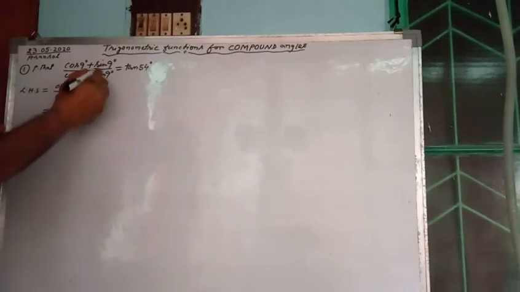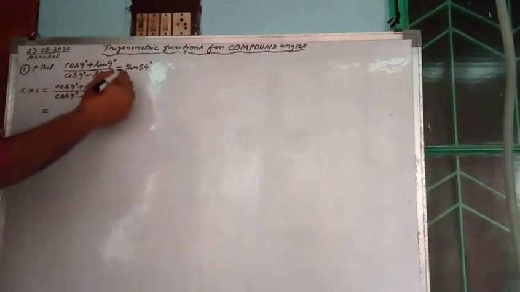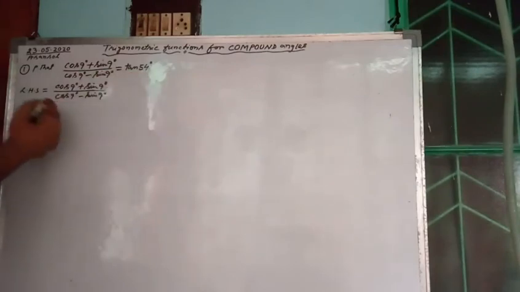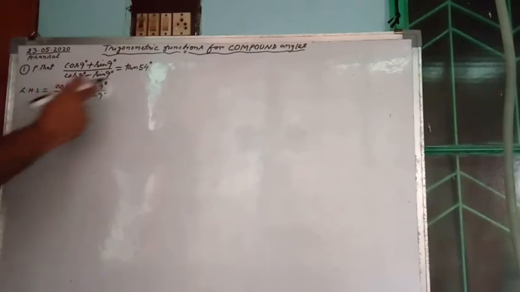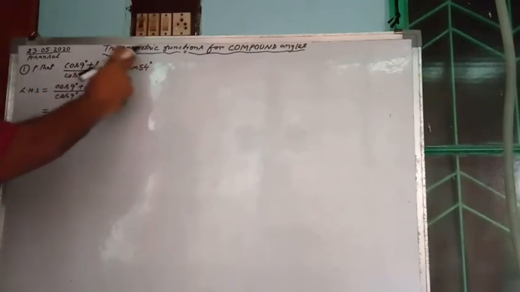Today, let's start with a few questions on trigonometric functions for compound angles. Now see question number 1. Prove that (cos 9 degree plus sin 9 degree) over (cos 9 degree minus sin 9 degree) equal to tan 54 degree. Left hand side: cos 9 degree plus sin 9 degree over cos 9 degree minus sin 9 degree. Now see, you have to bring tan 54.